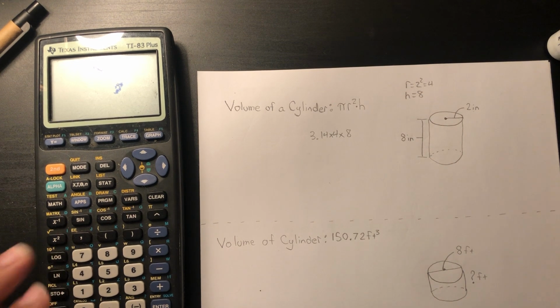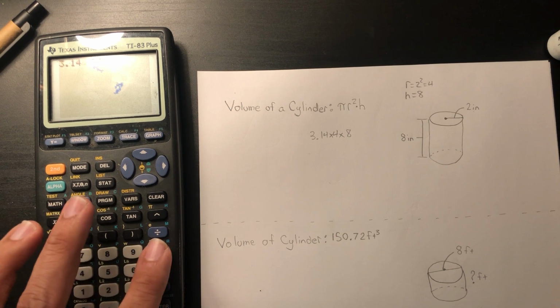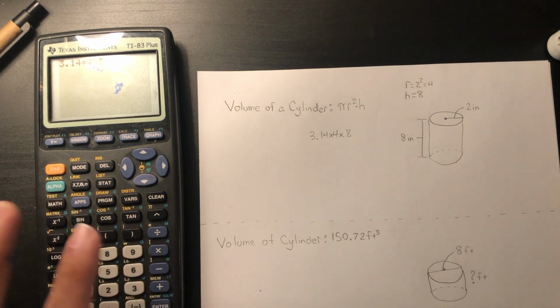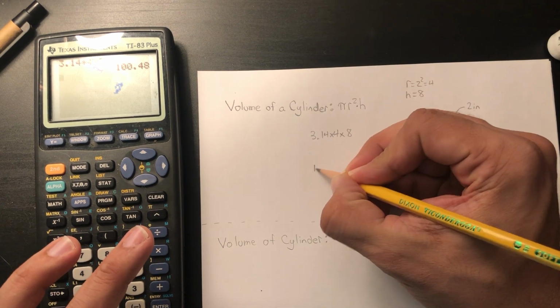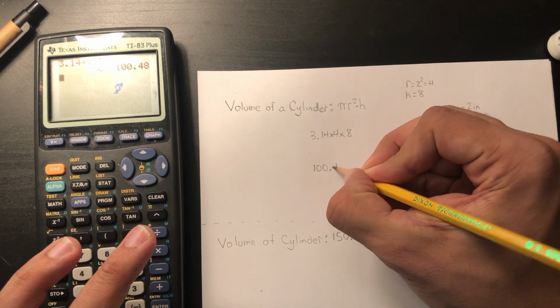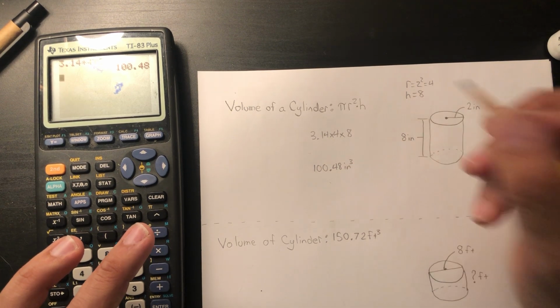You just go over here, type it in the calculator. 3.14 times 4 times 8. Enter, and our answer is 100.48 inches cubed.